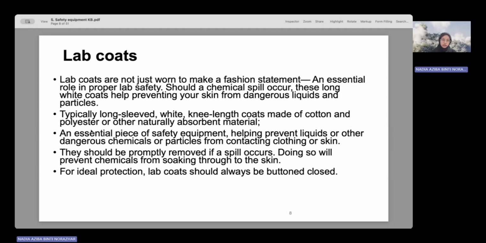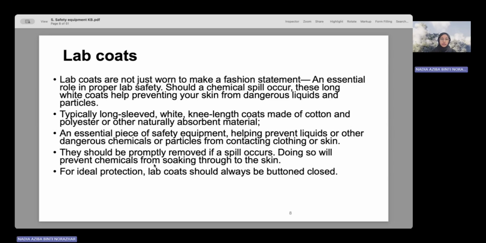It is typically designed as a long-sleeve, white, knee-length coat. It is usually made of cotton and polyester or other naturally absorbent material, but typically it is cotton. The lab coat is also essential by helping to prevent liquids or other dangerous chemicals or particles from contacting clothing or skin. If a spill occurs, we should remove the lab coat. Doing so will prevent chemicals from soaking through to the skin.